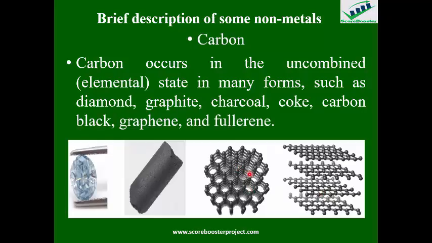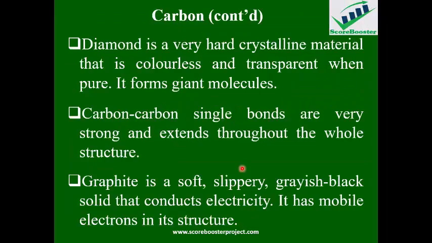Unlike in diamond, that's a closed structure. So this tetrahedral arrangement makes diamond lack mobile electrons, and hence diamond does not conduct electricity. Diamond is a very hard crystalline material that is colorless and transparent when pure. It forms the diamond molecule. The diamond molecule is what I've explained. You have a tetrahedral structure. Carbon forms bonds with 4 other carbons. Each carbon forms bonds with 4 other carbons, and that extends throughout the structure. So diamond is able to form that giant structure with no free electron inside.